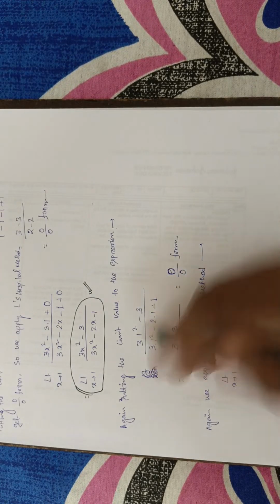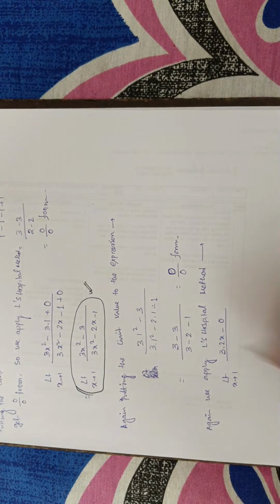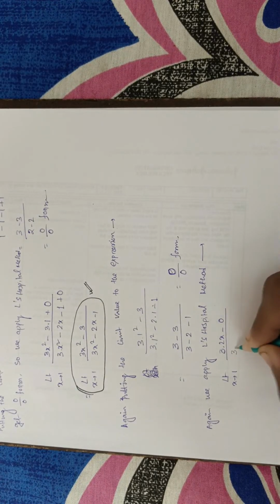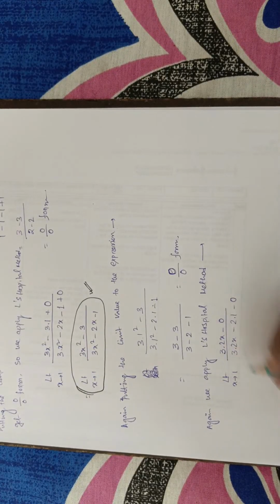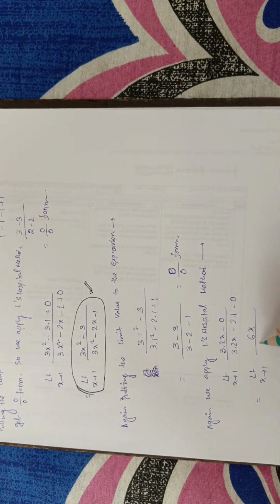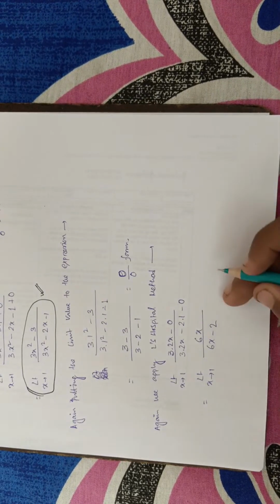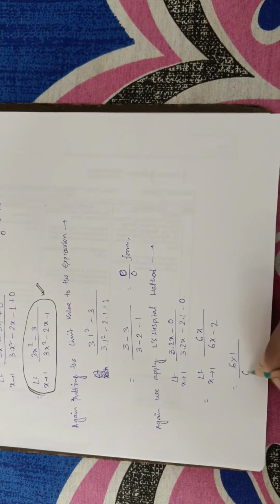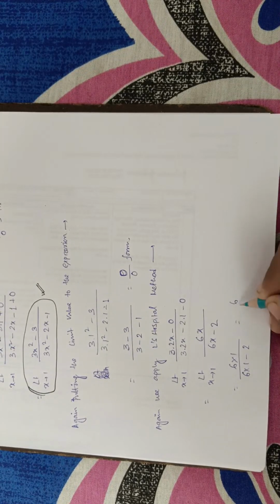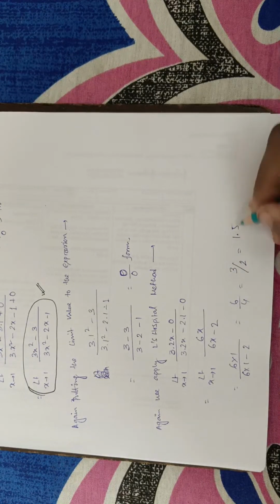So we are doing the first-time derivative, so we get 3 into 2x minus some constant value, which is 0, upon 3 into 2x minus 2 into 1 minus 0. If we simplify this, we get 6x upon 6x minus 2. Then we put the limit value over here, so we get 6 into 1 upon 6 into 1 minus 2. So we get 6 upon 4, which is 3 upon 2, so we get 1.5 as the answer of the question.